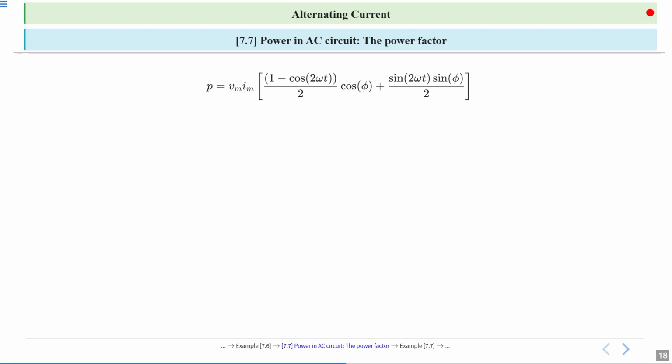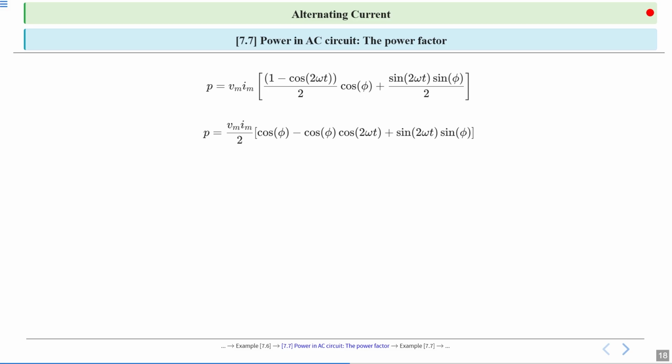Now in this expression we take 2 common, so 2 comes out. Vm Im upon 2 times the bracket, where cos phi is multiplied in, becomes cos phi minus cos phi cos 2 omega t plus sin 2 omega t sin phi. Again we are using one more trigonometric identity. What is that?